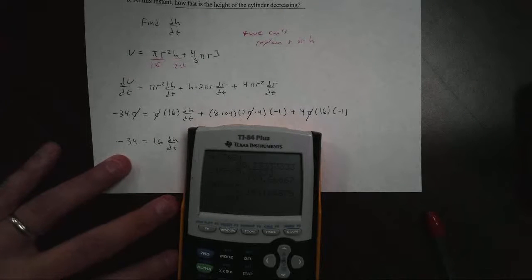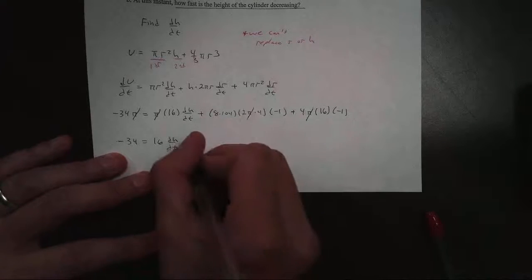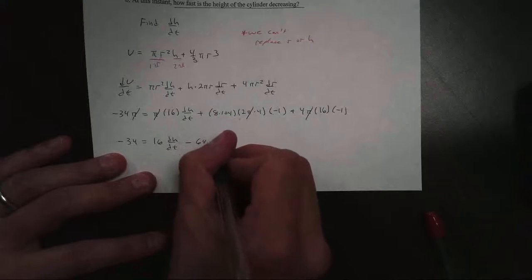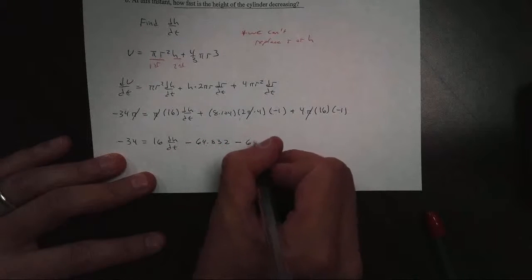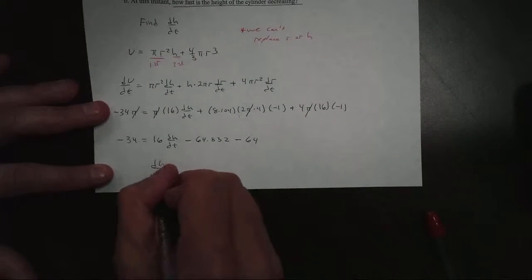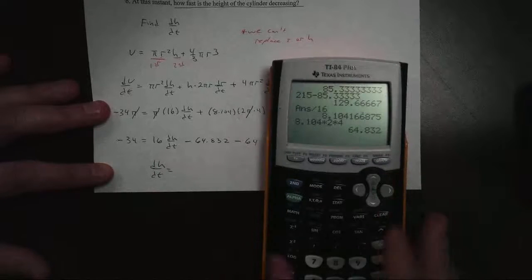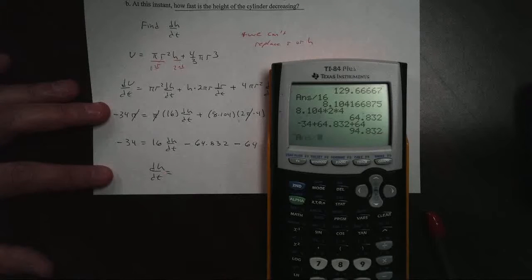8.104 times 2 times 4, and I get 64.832, and it will be negative because of the -1. So I go minus 64.832, and again, over here, minus 64. And doing a little bit of algebra, dh/dt, if you solve it, we get -34 plus 64.832 plus 64, and I divide that by 16.